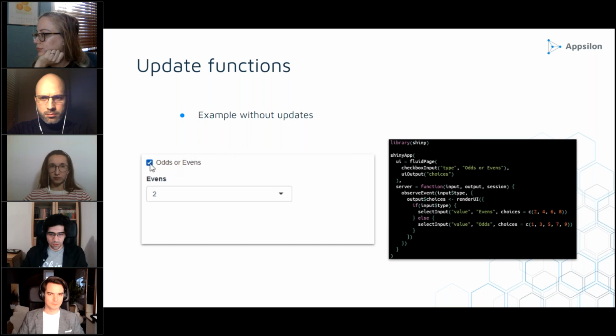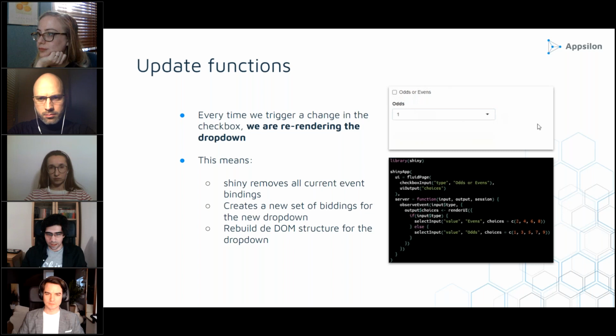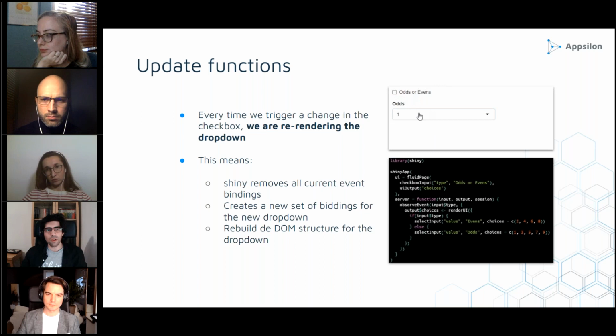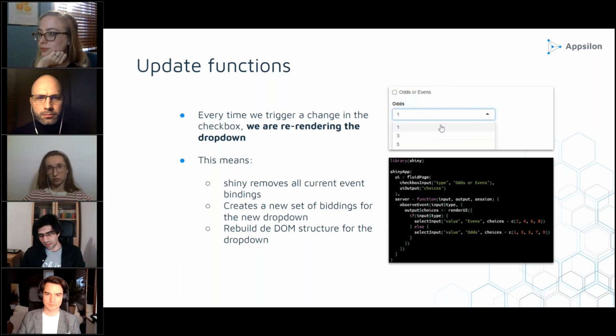However, you can see that we're not really using any update functions. So what do I mean by that? What's happening here is that every time we trigger a change with the checkbox, we're actually re-rendering the dropdown. Because we're using a UI output and then filling in that UI output with our dropdown, what's actually happening behind the scenes is that whenever this output changes, Shiny is removing all the bindings that it created in the background. It creates a new set of bindings for a new dropdown that does have the same ID, but it's a completely new dropdown and has to rebuild the whole structure. So we can probably do better here.